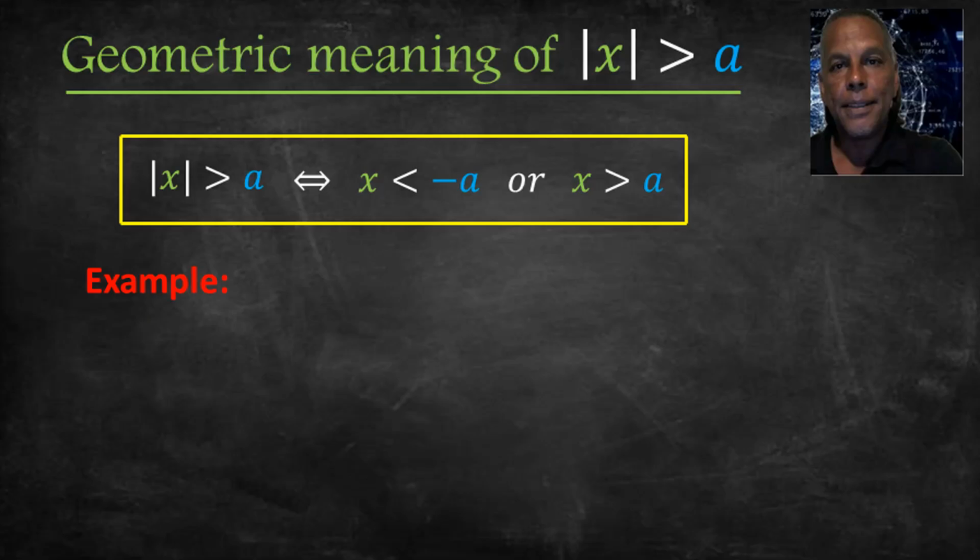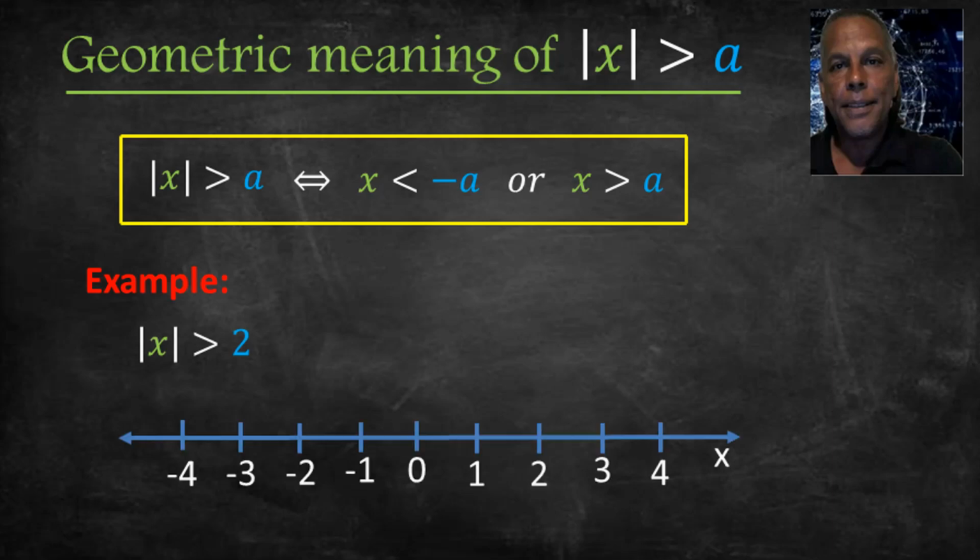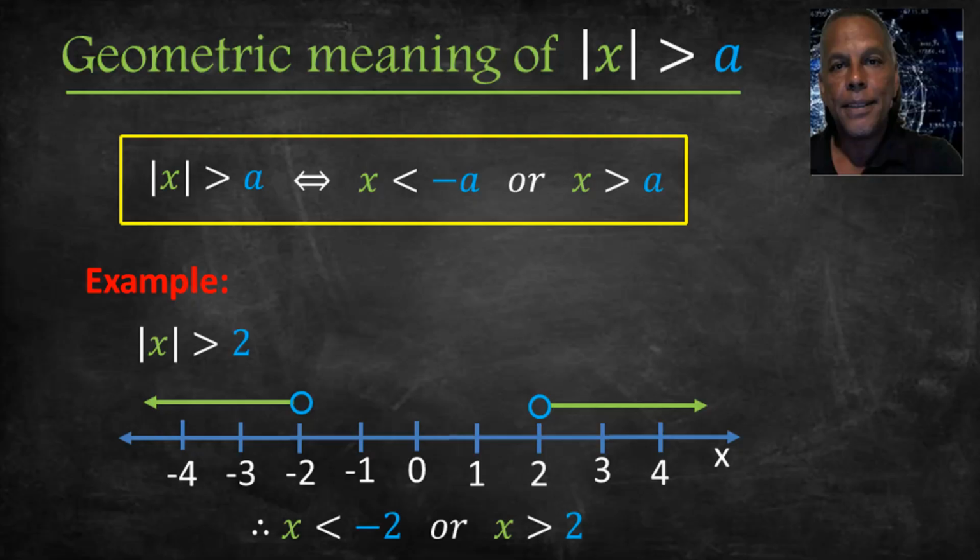Let's take an example. Let's say we want to solve the inequality, the mod of x greater than 2. Then we are looking for all values on the real axis that are more than 2 units away from 0. And we can see that all numbers greater than 2 and less than negative 2 will be more than 2 units away from 0. And hence, the solution to this inequality will be x is less than negative 2 or x is greater than 2.